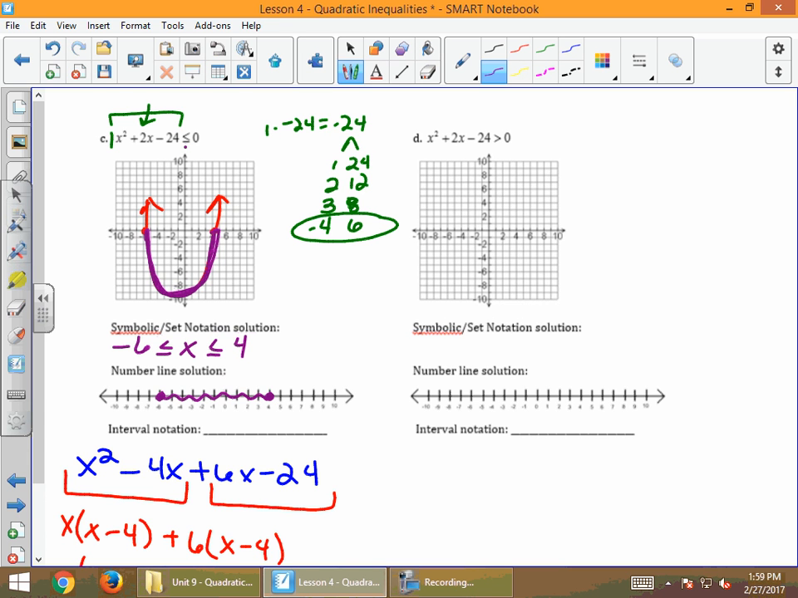How do we write this in interval notation? Where are we starting at? Perfect. Negative 6, 4. Very good, Stan. And we put brackets because they are closed dots.